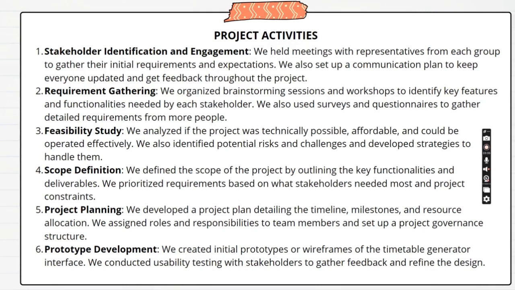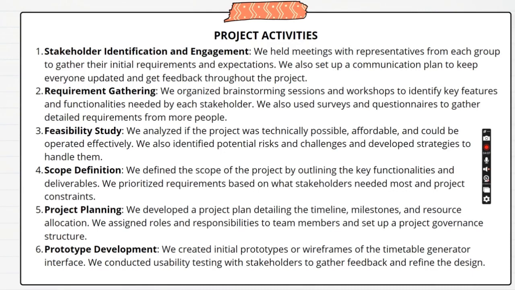So, the fourth activity is the scope definition. We define the scope of the project by outlining the key functionalities and deliverables. We prioritize requirements based on what stakeholders needed most and project constraints. Then project planning. We developed a project plan detailing the timeline, milestones, and resource allocations. We assign roles and responsibilities to team members and set up a project governance structure.